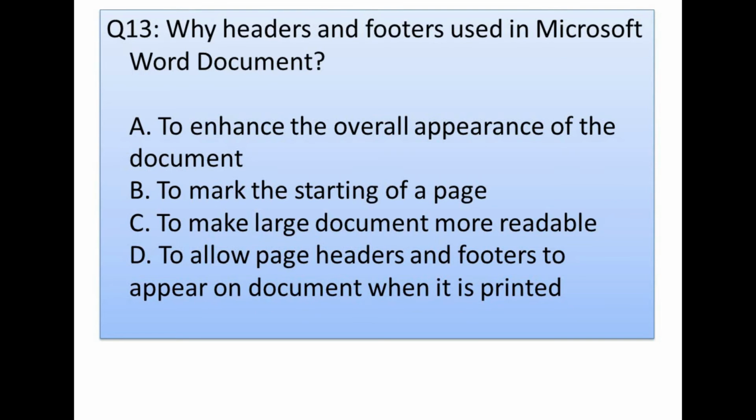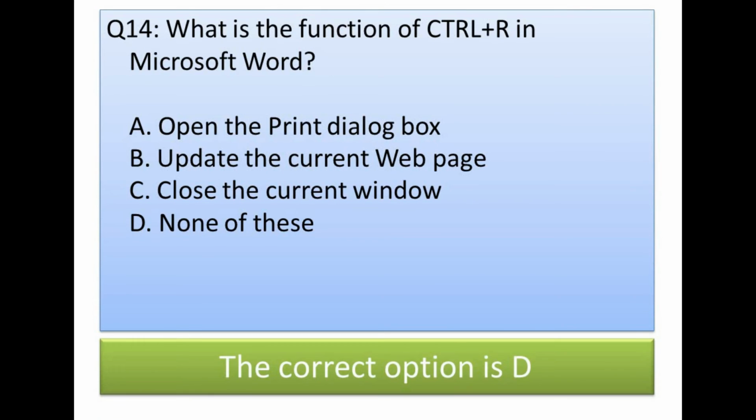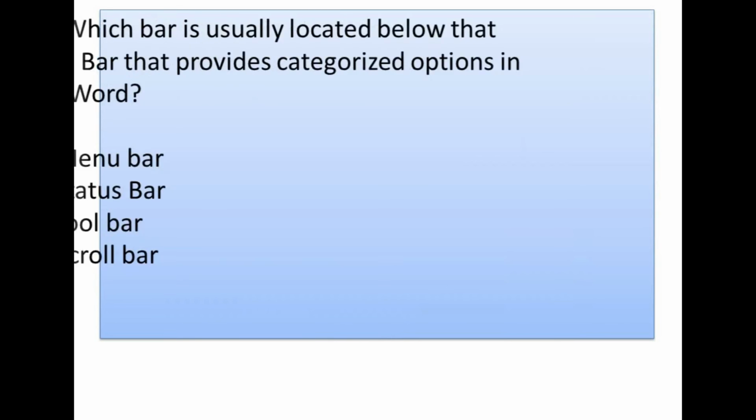Why headers and footer used in Microsoft Word document? To enhance the overall appearance of the document, to mark a starting of a page, to mark large document more readable, to allow page headers and footers to appear on document when it is printed. Correct option is D. What is the function of CTRL+R in Microsoft Word? Open the print dialog box, update the current web page, close the current window, none of these. So the correct option is D.